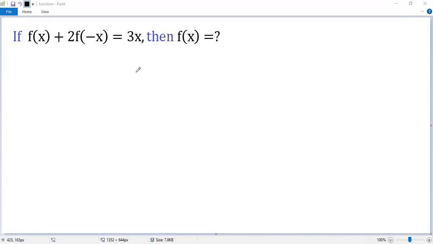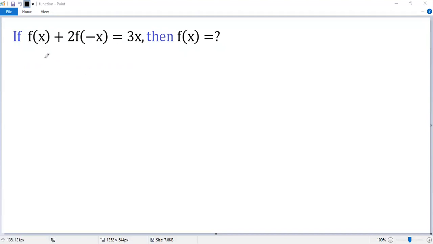We are given the condition f(x) + 2f(-x) = 3x. We need to find the expression for f(x). The key idea to solve this problem is to view f(x) and f(-x) as two variables and to create a new equation.